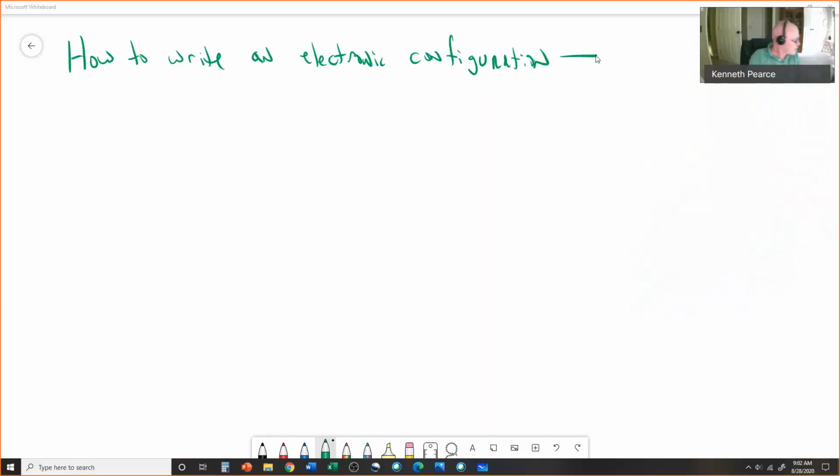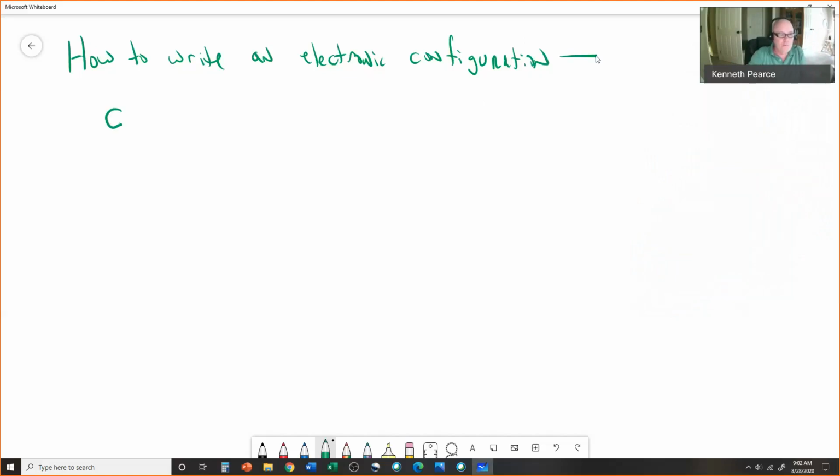So the last thing that we need to be able to do in chapter 4 is to be able to write an electronic configuration. Unfortunately, the textbook does not show you how to do that, and you need to know how. And so I'm going to show you how to do it. Now, an electronic configuration looks like this. I'm going to show you one.